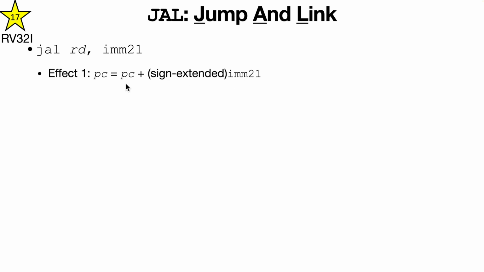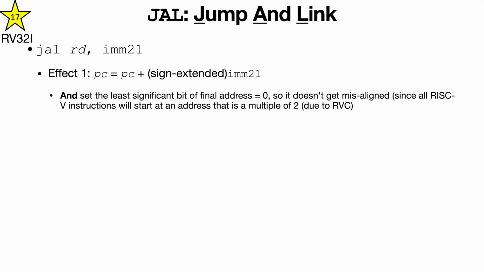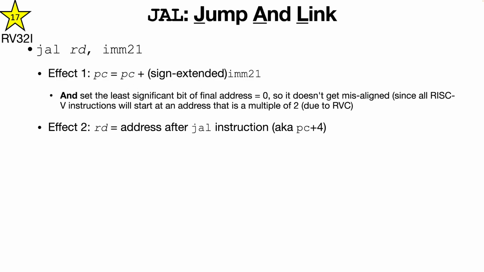So these are PC-relative jumps, whereas the other one could be relative to any sort of address that you could calculate. Like jalr, this also sets the least significant bit of the address to 0, so that it's going to be a multiple of 2. Now, effect 2 is the same thing as jalr. You take the address after the jal, which would be PC plus 4. Again, we're not dealing with a compressed instruction.